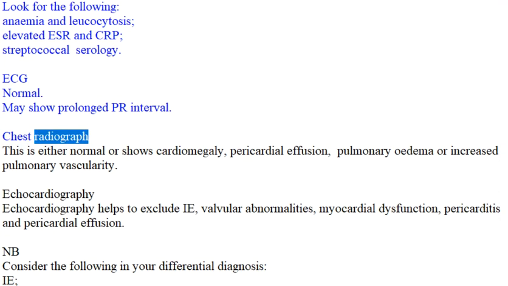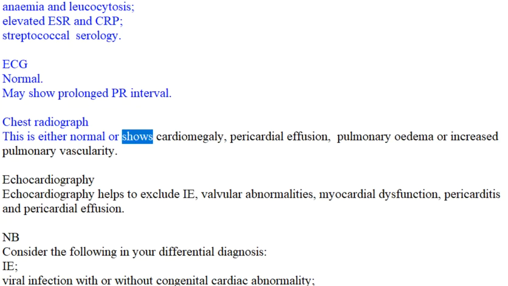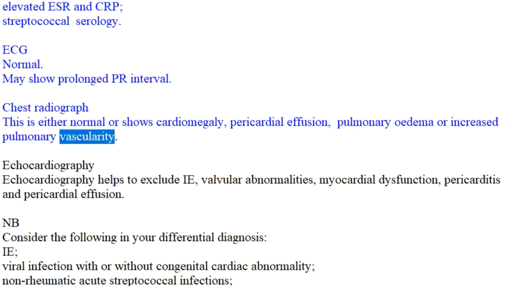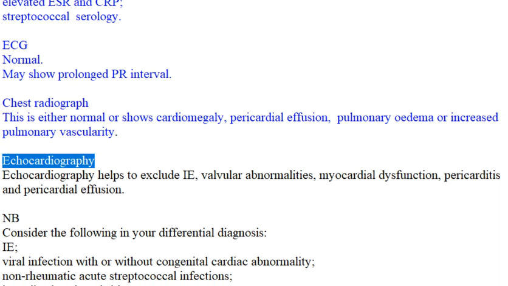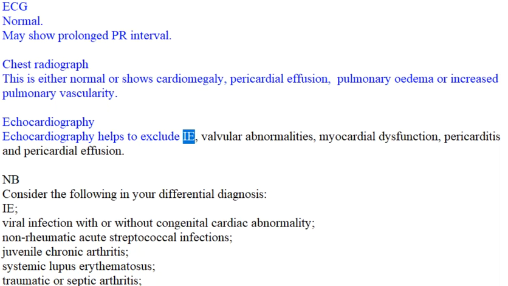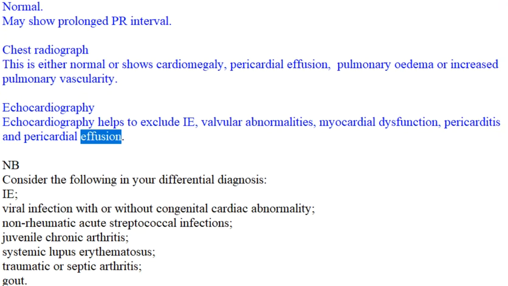Chest radiograph. This is either normal or shows cardiomegaly, pericardial effusion, pulmonary edema, or increased pulmonary vascularity. Echocardiography. Echocardiography helps to exclude valvular abnormalities, myocardial dysfunction, pericarditis and pericardial effusion.